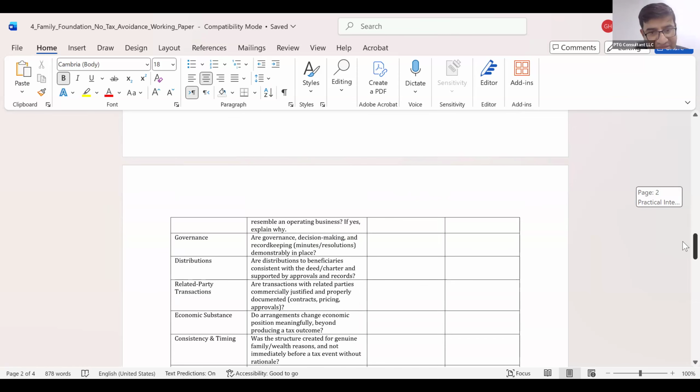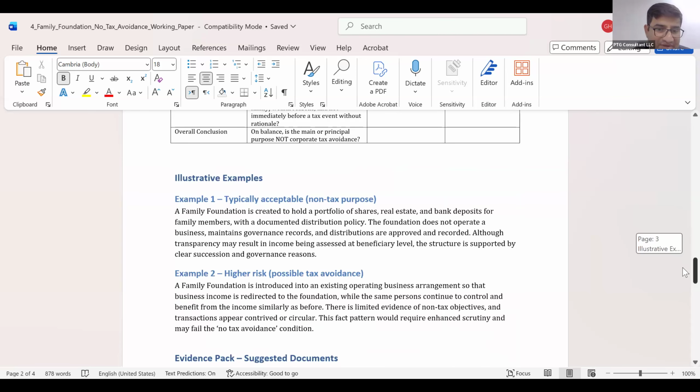Again, here, no tax avoidance is a very broad area. We have to see, for that business or the family foundation, what are the associated areas that may be relevant, or may not be relevant. Here, some illustrations for understanding are also there.